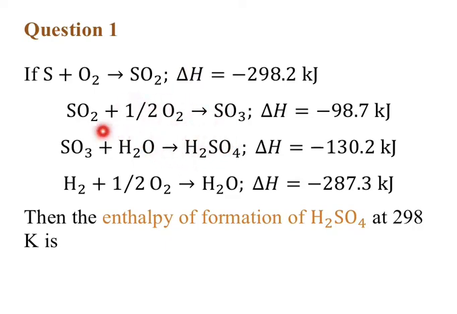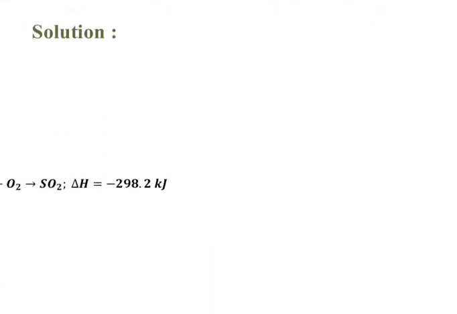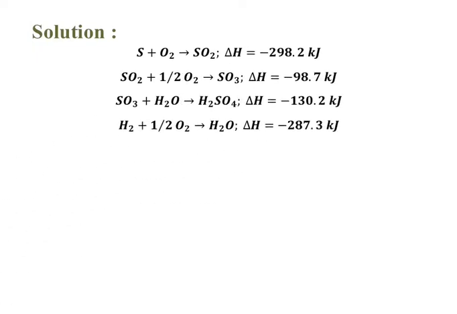So the options are given, and these are the equations given in the question. The third equation represents the formation of H2SO4, but not from the initial elements. It is different: H2O and SO3 combine to form H2SO4. So we have to calculate H2SO4 from the basic entities, that is H2, S and O2. For that we have to put H2SO4 on the product side and the remaining things on the reactant side, and only H2SO4 should be on the product side, not any other products like H2, SO3 and SO2.